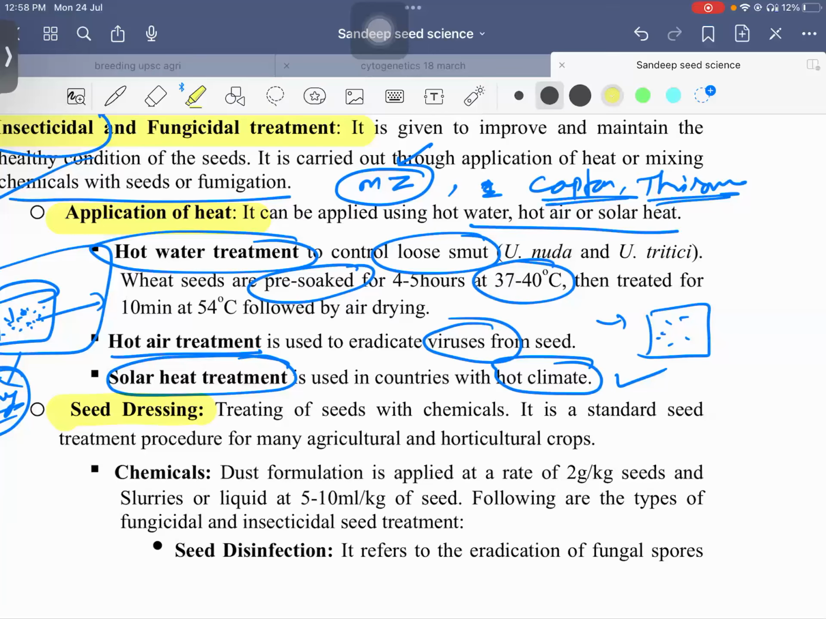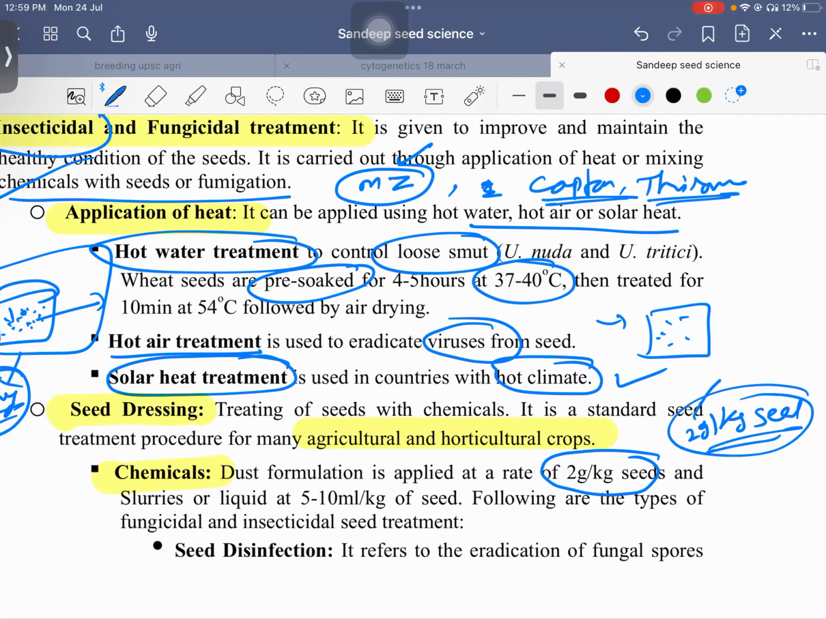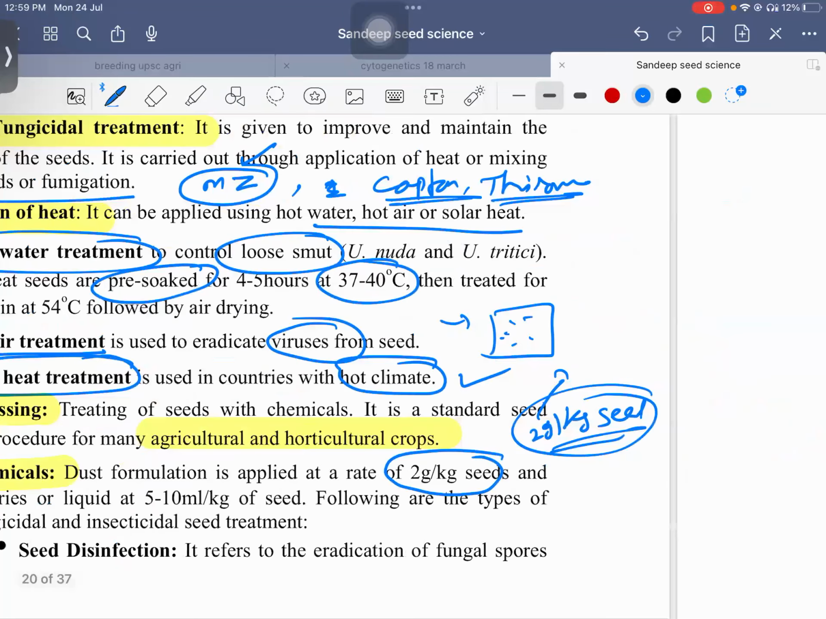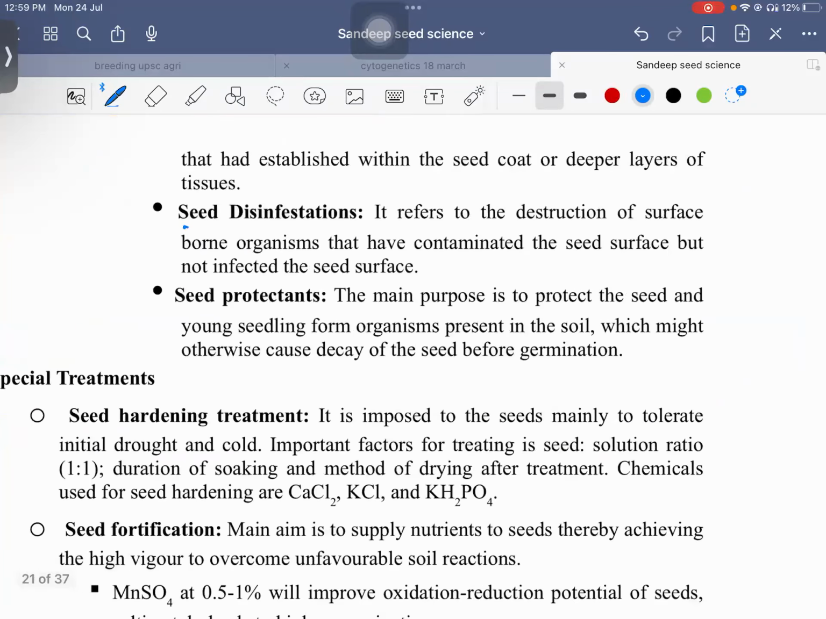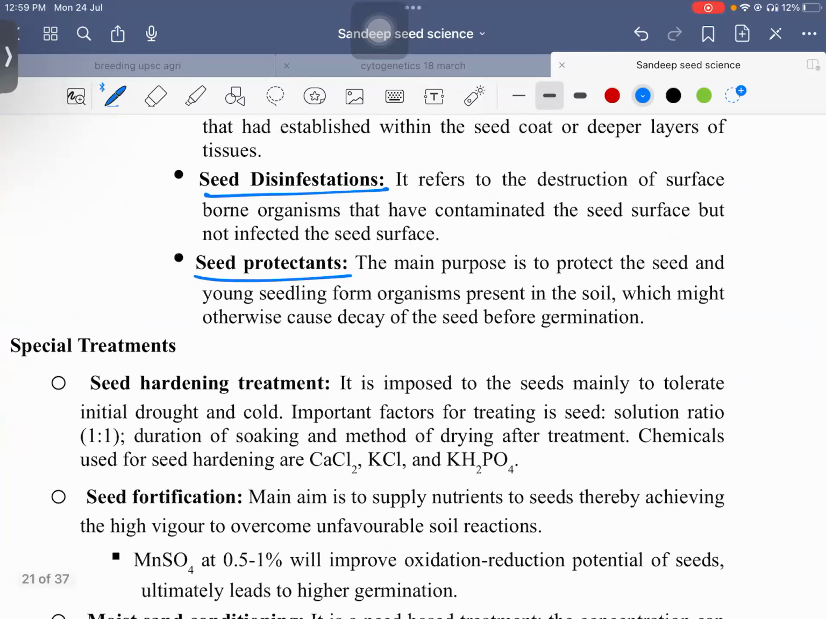It is a treatment done for any agriculture or horticulture crops, wherein we use different methodologies. In seed dressing we use chemicals or disinfectants. The normal procedure is two to 3 grams per kg of seed. We take chemicals like mancozeb, Captan or Thiram, mix them with 1 kg of seed, and leave it for some time. This will help in seed treatment, and also in seed disinfestation and as a seed protectant. All these are the features.